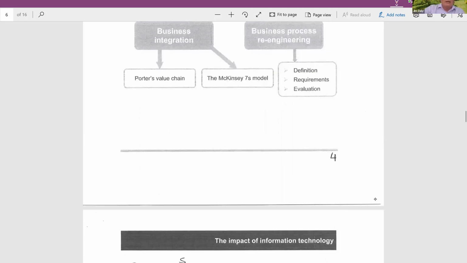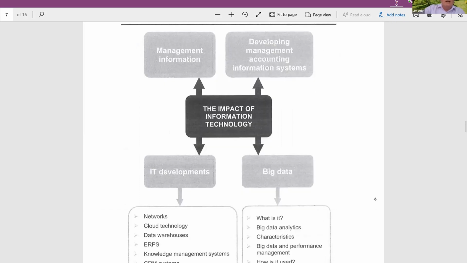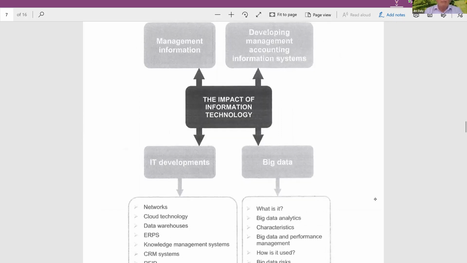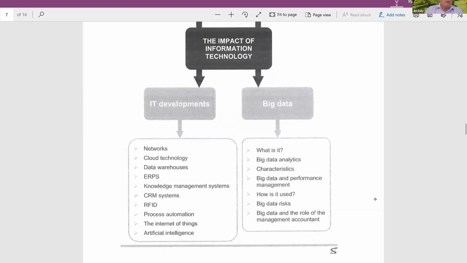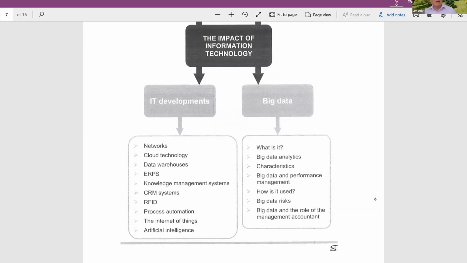Okay, and that brings us then to 5, impact of technology. And by technology, IT developments in particular, you see networks, cloud, technology, data warehouses, ERPs, knowledge management systems, customer relationship management systems, RFID, radio frequency identification, process automation, Internet of Things, and artificial intelligence. And important, concept of big data.